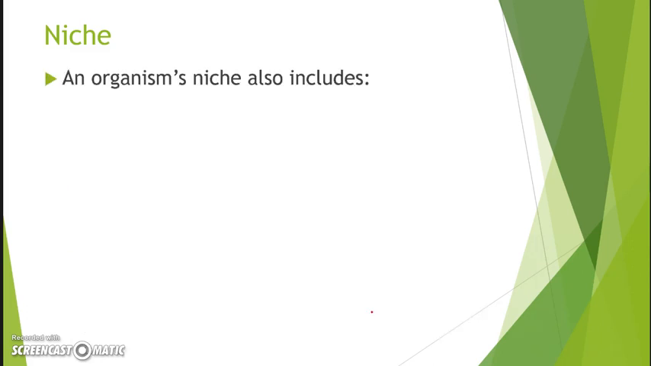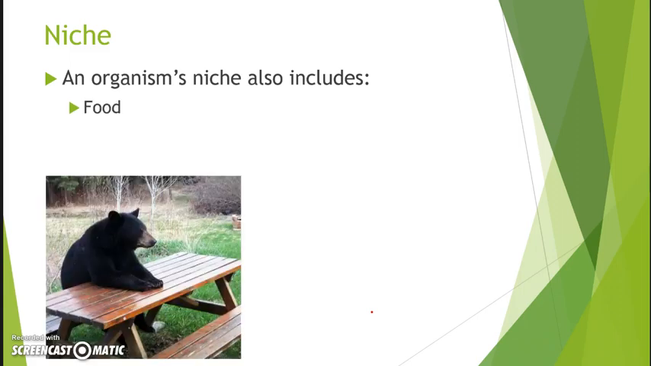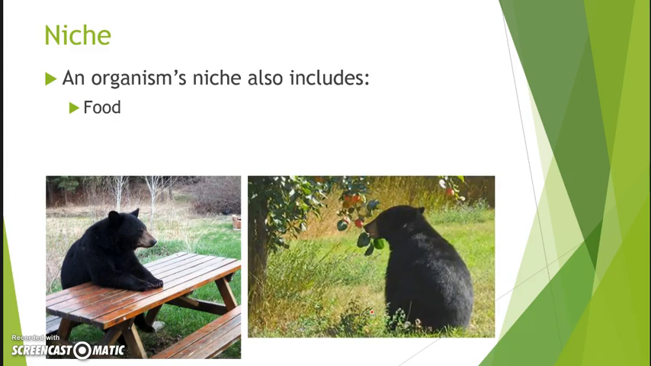Now, an organism's niche also includes food. So here we have our picture of our bear patiently waiting on his picnic table for food. It's very cute if you ask me. And here's more the reality of the situation of how a bear actually obtains its food. So eating berries and fruits and other such things.